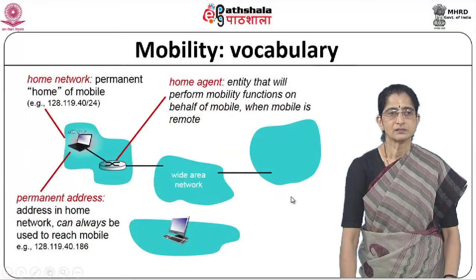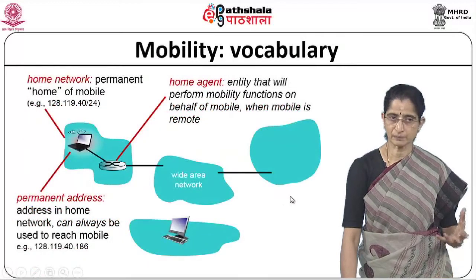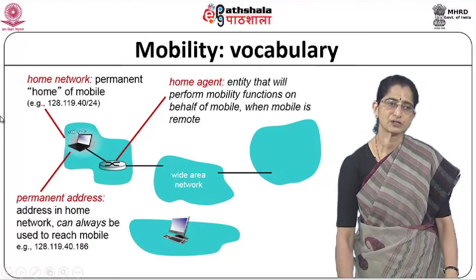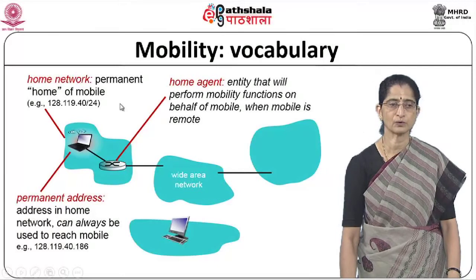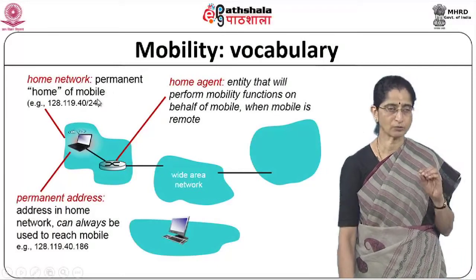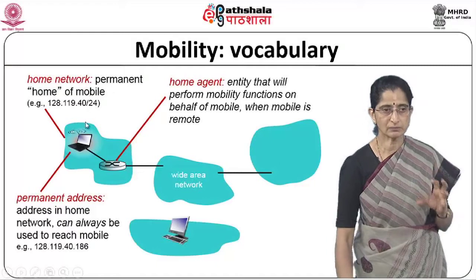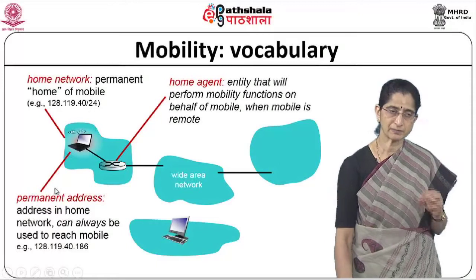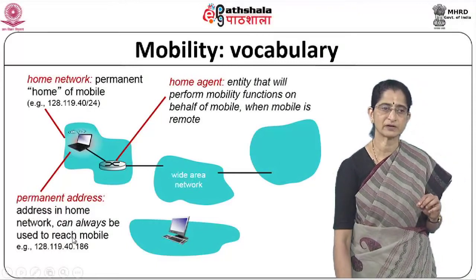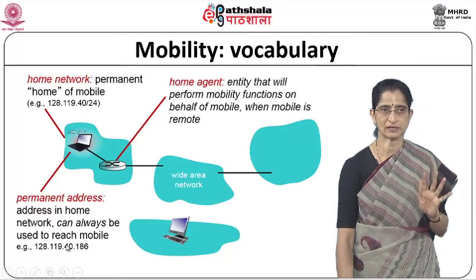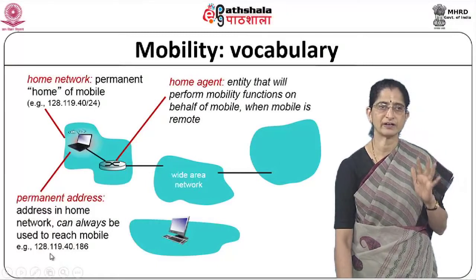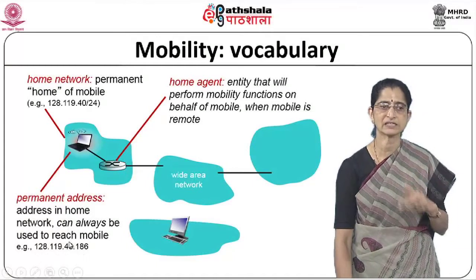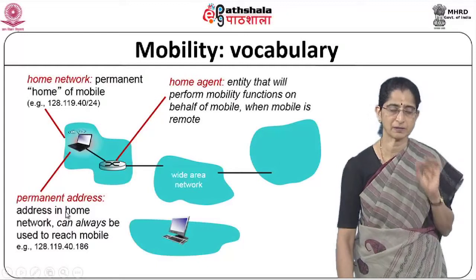Okay. So, if you look at the support that we have, there are certain terms that we use when we deal with mobility. Okay. So, we talk about something called a home network. Okay. Now, what is a home network? This is the permanent home of the mobile. So, this is the network to which the node is supposed to belong. Okay. It is home network. Okay. Now, this is a permanent address. So, this address in the home network can always be used to reach the mobile. So, if this mobile has an address of 128.119 or 140.186, wherever it is, whichever network it is, it will always have this particular address. Okay. So, you can look at it as a permanent address.